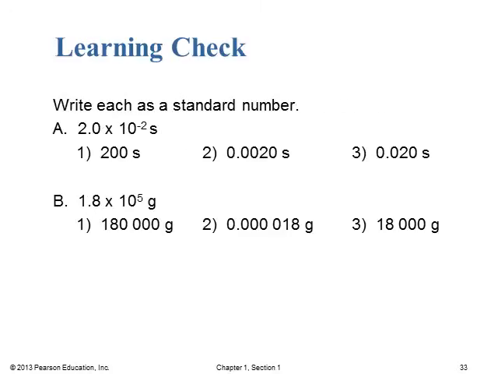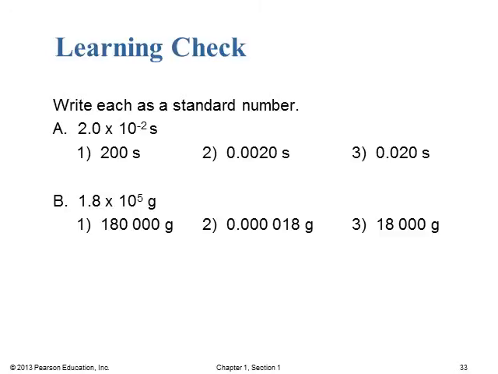All right, and so here again, the learning check, very similar, just in the opposite direction. Write each of these scientific notation numbers as a standard number. Here we have 2.0 times 10 to the minus 2. The first thing we can look at is that our exponent is a negative value. So that means we should have a small number, a number that's less than 1. And so first off, we can eliminate choice 1. Then we are down to choices 2 and 3.